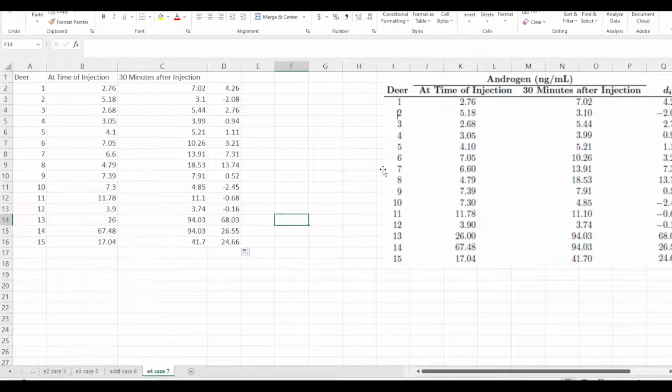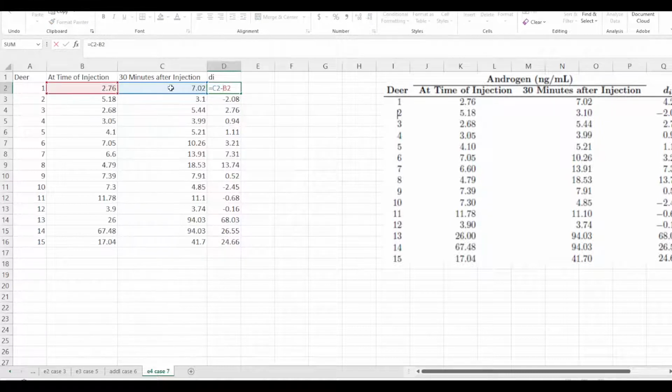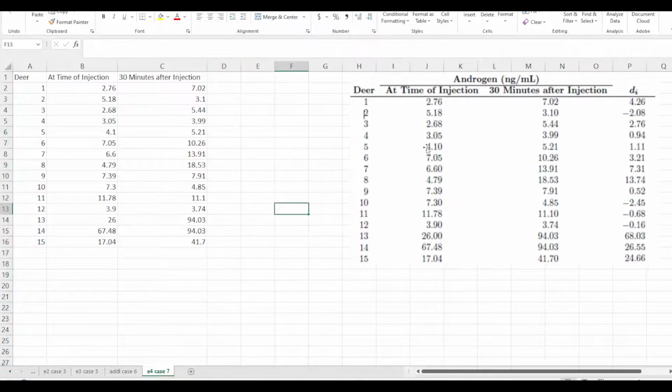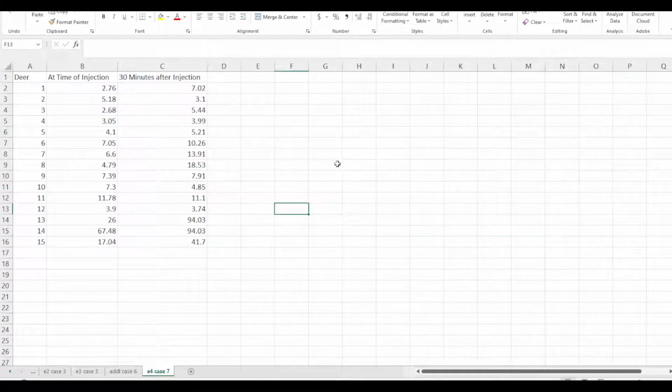So, ito na yung data natin. And actually, di natin kailangan tong DI, no? This is just the difference between the two before and after na conditions, no? So, parang formula ito is itong 30 minutes minus yung at the time of injection. We need this kung maglo-long method tayo, pero what I'll be showing you now is a short method lang, no? So, pwede natin delete lang actually ito, no? And I can probably delete this as well.